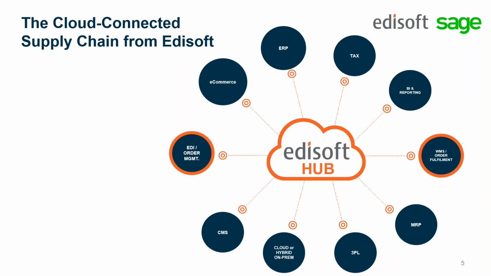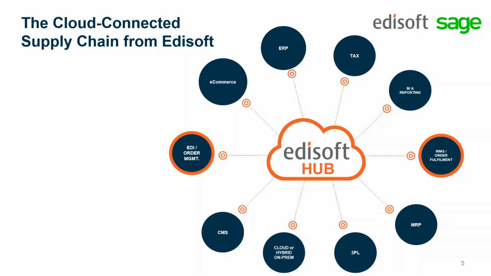You could be getting them through electronic data interchange with your trading partners, that's EDI. You could be getting them from an e-commerce store today or looking to do that. Could be Shopify, could be Amazon, could be a Sage e-commerce web store. Then there are other considerations related to tax, business intelligence, and reporting.